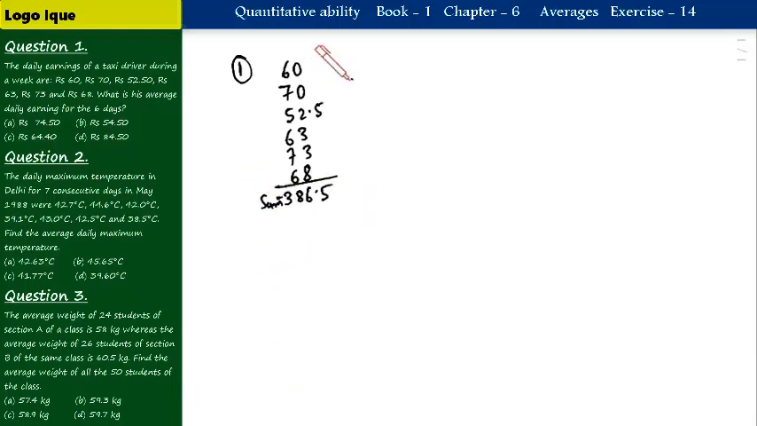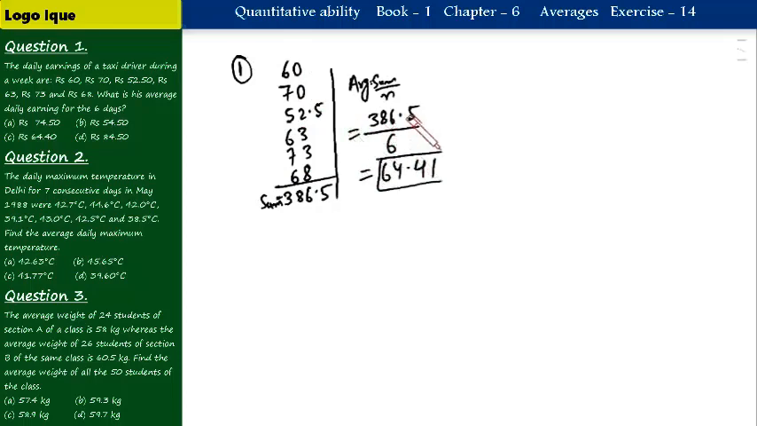Now the average is equal to the total sum divided by the number of items. So total sum is 386.5 divided by the number of items, which is 6. So 1, 2, 3, 4, 5, 6. So approximately it comes out to be equal to 64.41. That is the answer. So the average wage for 6 days is 64.41. In the options there is 64.40, and there is none of these, so nothing to worry about.